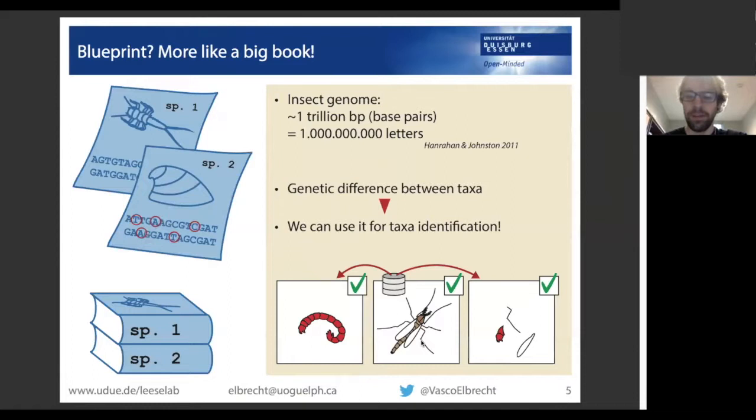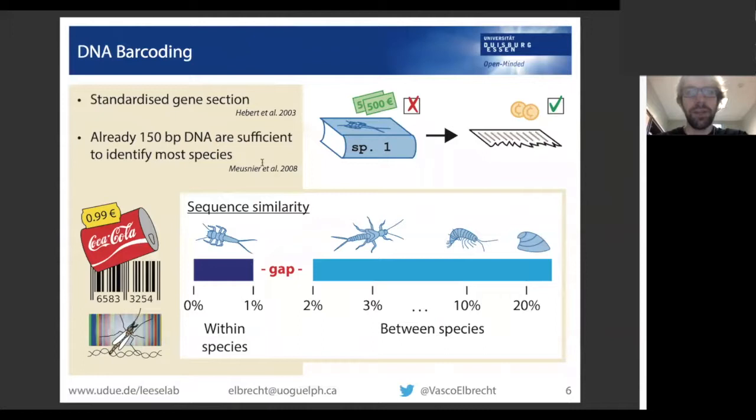So this technique is called DNA barcoding, and it's based on a standardized gene section that was developed by Paul Hebert in 2003. And already 150 base pairs are sufficient to identify most taxa. So you can imagine this like a book. We could sequence this whole genome, those millions of base pairs, but it's much easier to just take one page out of the book and use that for species identification.